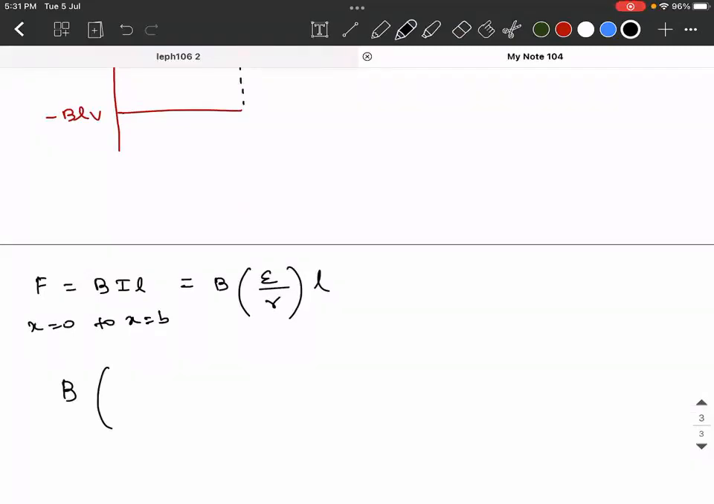Due to induced EMF, there will be a current. A current carrying conductor placed in an external magnetic field experiences a force. And the force is BIL sin theta, no? I into L vector cross B vector. You remember that? So B into what is the value of EMF? EMF is minus BLV divided by R into L. So you'll get minus B square L square V divided by R.